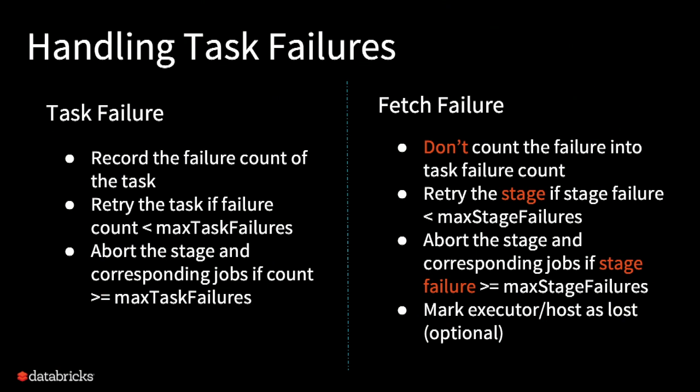So in case of fetch failure, we don't count the failure into the task failure count and just retry the stage, if the stage failure count is less than the max stage failures specified. If the stage failure count exceeds the max stage failures, then it will abort the stage and the corresponding job and request the user to submit again on a different cluster. It will also optionally mark the executor or the host as lost to avoid further attempts that will also trigger fetch failures.